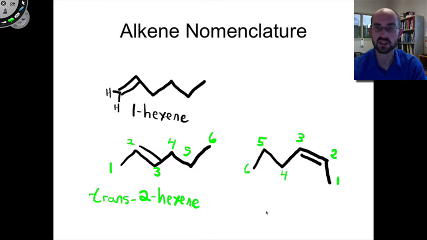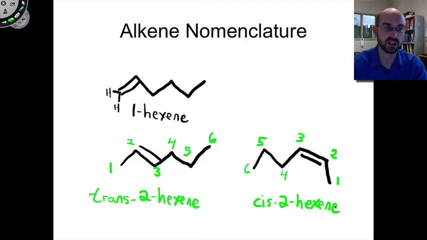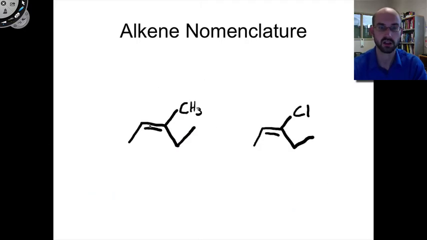And this is cis-2-hexene. Now, cis and trans really only work for alkenes that have hydrogens on each of the alkene carbons. So, for example, let me show you an example. So look at these molecules.